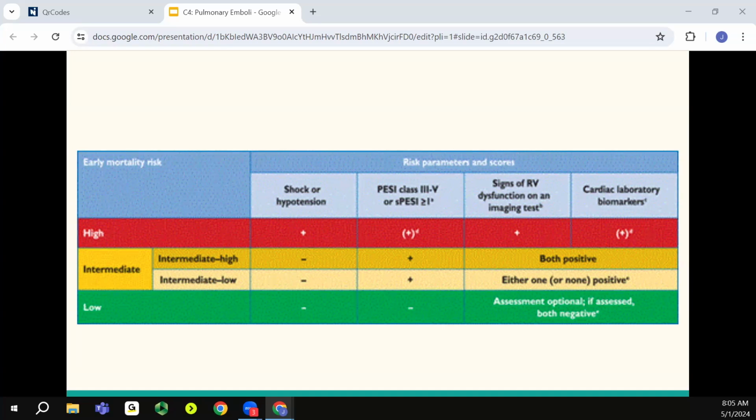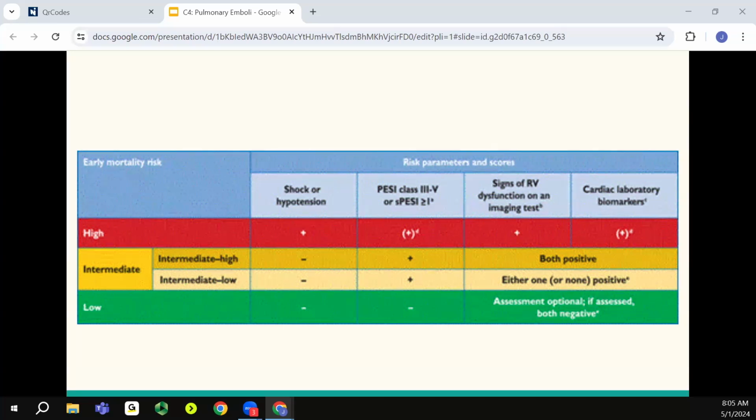You're looking for signs of RV dysfunction, things like heart strain on the echo, reflux of contrast into the liver on your CTA, echocardiographic signs like the McConnell sign, interventricular septal bowing, the D sign, and then your cardiac biomarkers, proBNP and troponin. If they have both a sign of RV dysfunction and a positive biomarker, they're in the intermediate high. If they only have one of the two, then they're in the intermediate low.